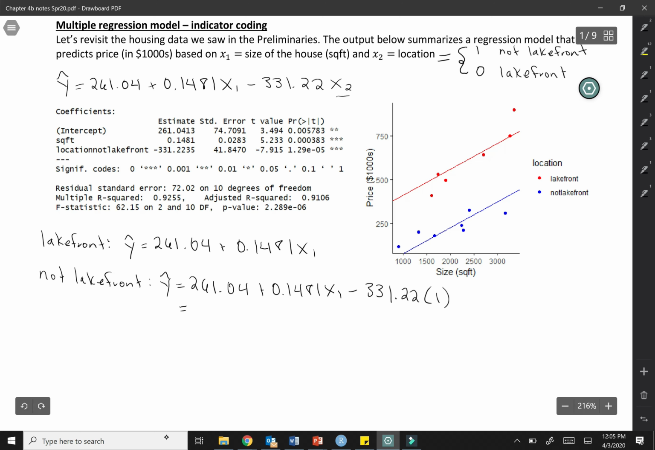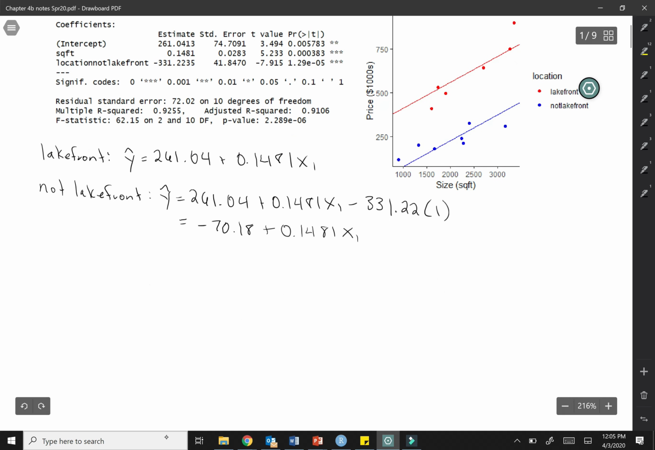So we end up with this adjusted intercept, negative 70.18, plus the slope, which stays the same. So in this model, this is actually an assumption that you're going to have the slope the same each time. Because of the way the model was written, it would always come out this way, but we have this adjustment to the intercept. Okay, so how do we interpret those coefficients?